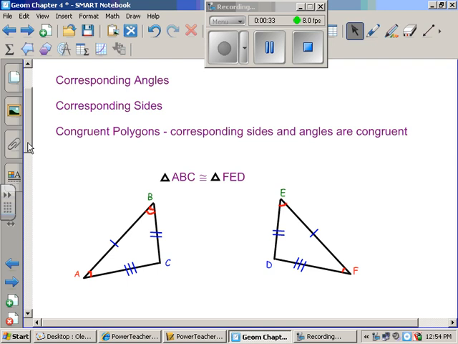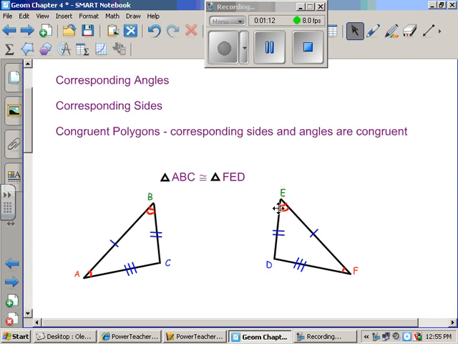okay? So if I look at angle A here, what's its corresponding angle? Which angle over there corresponds to A? Which one's equal to A? F. A and F are corresponding angles. And then B corresponds to E, right? Because they're equal. And C corresponds to D, okay?